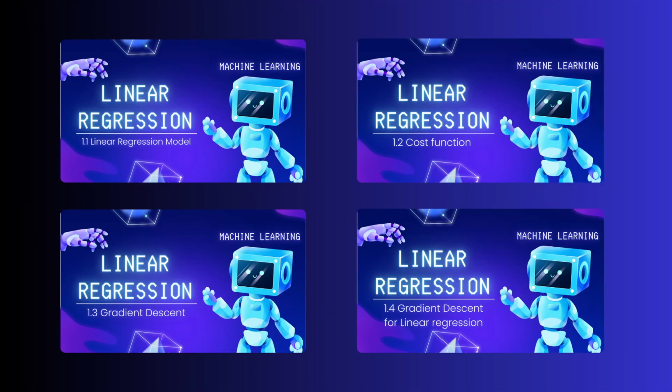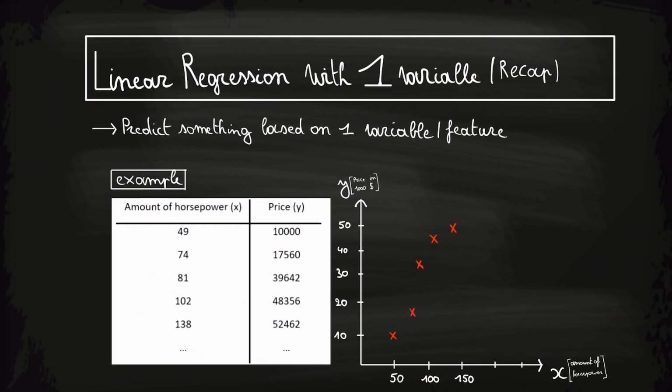Hello and welcome back. Last 4 videos we spoke about linear regression with one variable. Meaning that we tried to predict something based on one variable or feature. Like for example with this training set, where we tried to make a hypothesis that predicts the price of a car based on the amount of horsepower the car has. So we had one variable, namely the amount of horsepower.